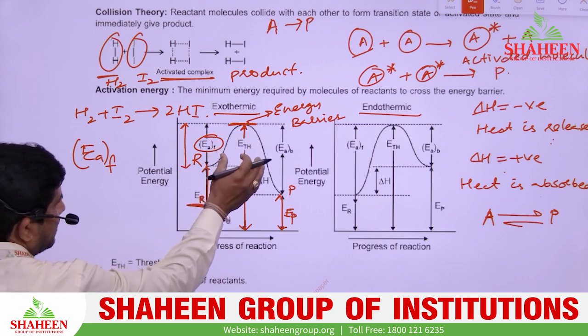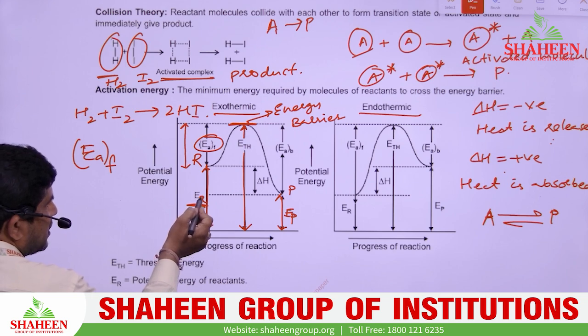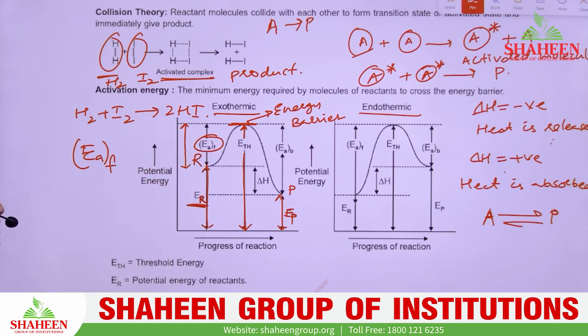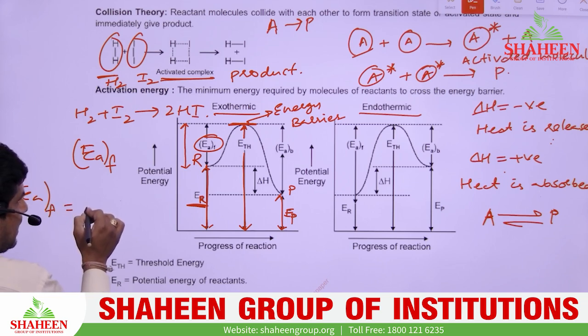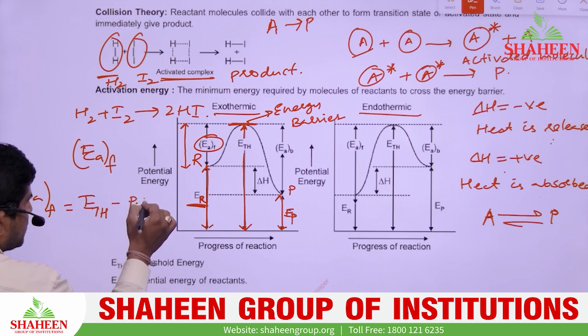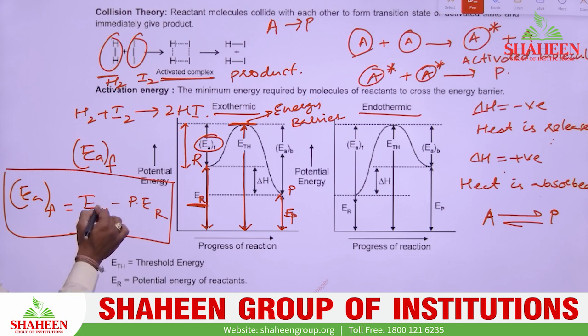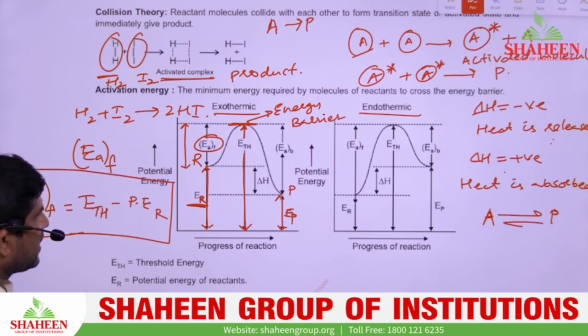How do we get threshold energy? Threshold energy is equal to the potential energy of reactant plus the activation energy of the forward reaction. So the activation energy of the forward reaction is calculated as threshold energy minus the potential energy of reactant. By using this formula we can calculate the activation energy for the forward reaction.